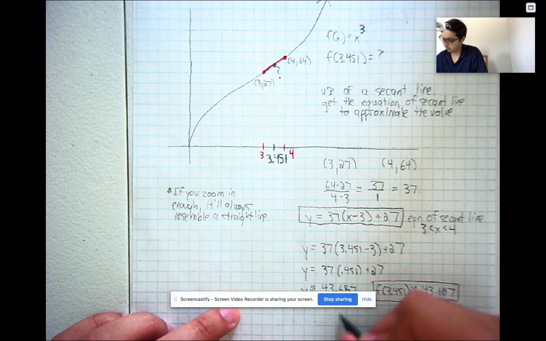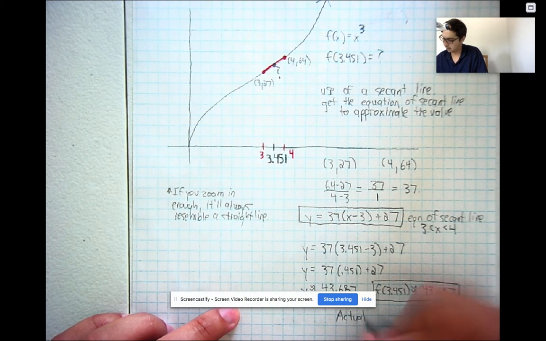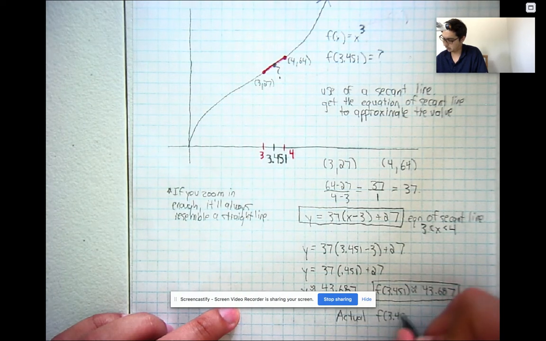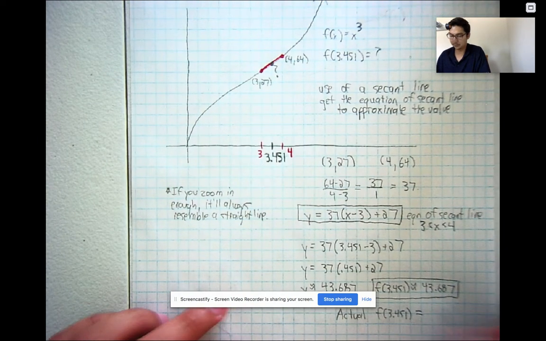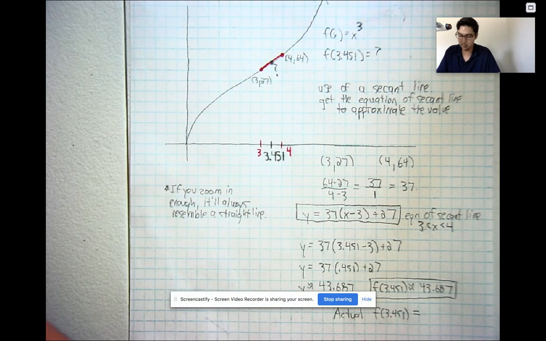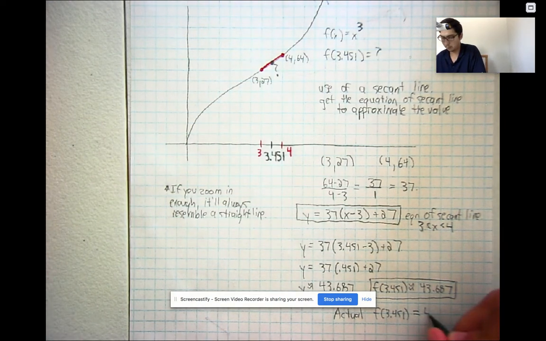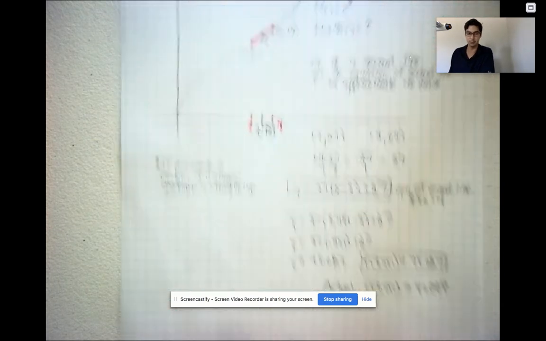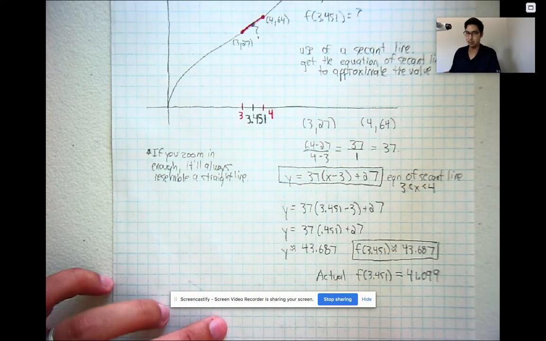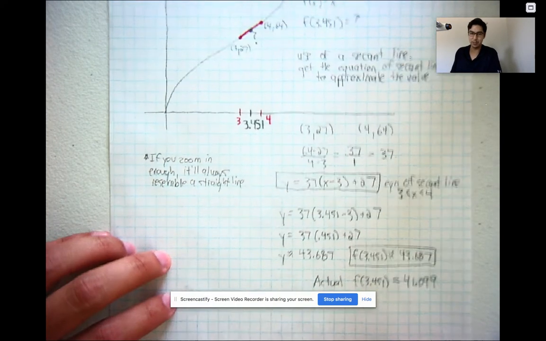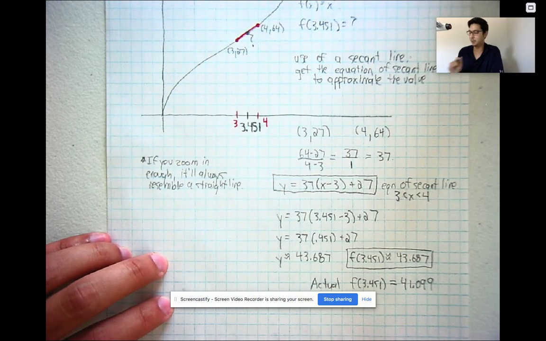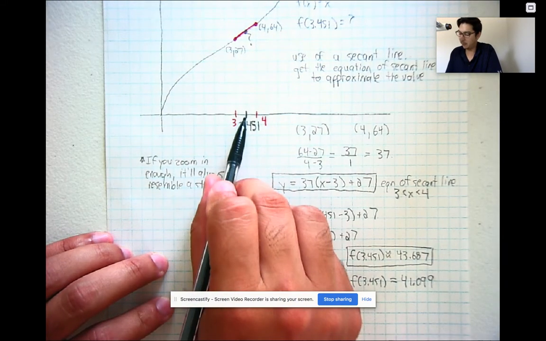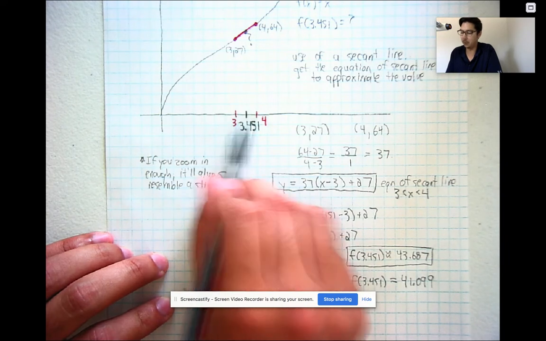Now the actual, because we have a calculator now, f of 3.451, let's see how far off we are. The actual 3.451 to the third is 41.099. So you can see that we're pretty close. It's not perfect, but we were close. Now, where are the issues with it and why were we more off than that? Is because to approximate 3.451, what numbers did we use? We used 3 and 4.